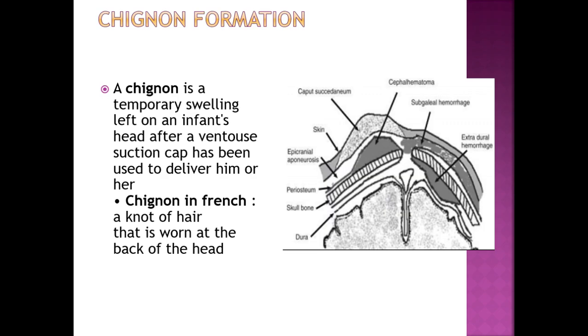There is a special term used in vacuum extraction, which is chignon formation. What's the chignon? A chignon is a temporary swelling left on the infant's head after a ventouse suction cap has been used to deliver him or her. It's a French word meaning a knot of hair that's worn at the back of the head. Like you see in the picture, it's a collection of subcutaneous edema at the site of vacuum application.